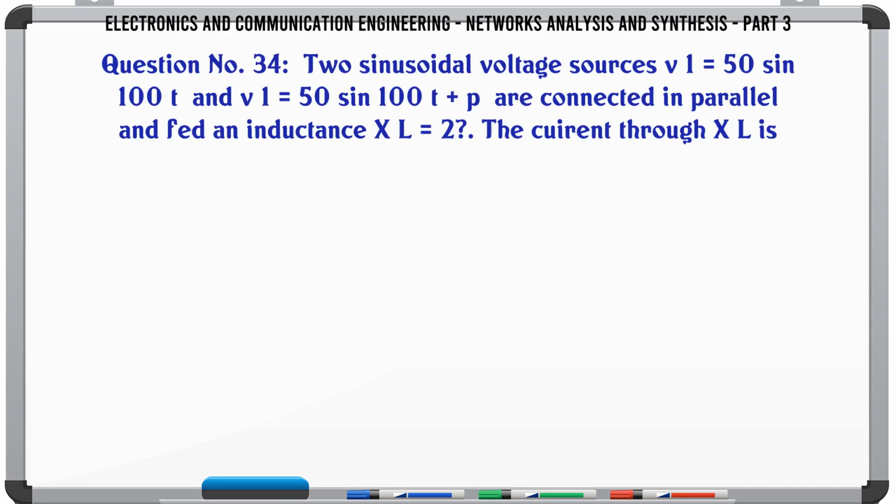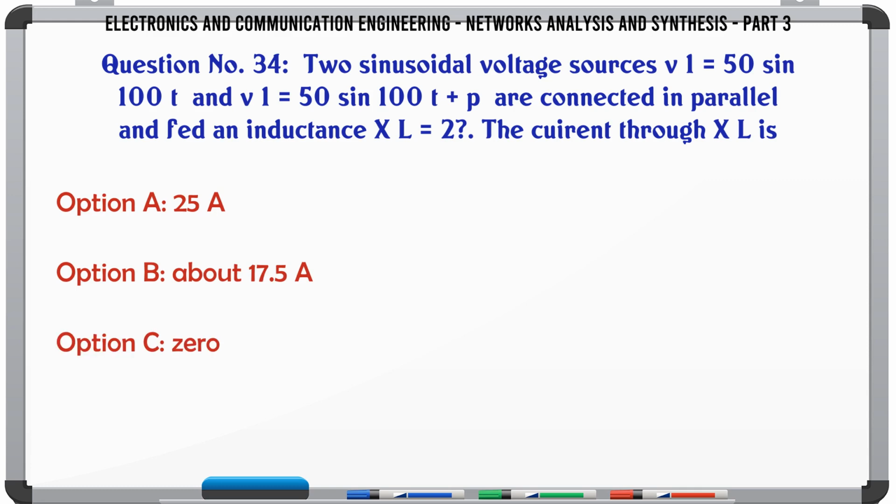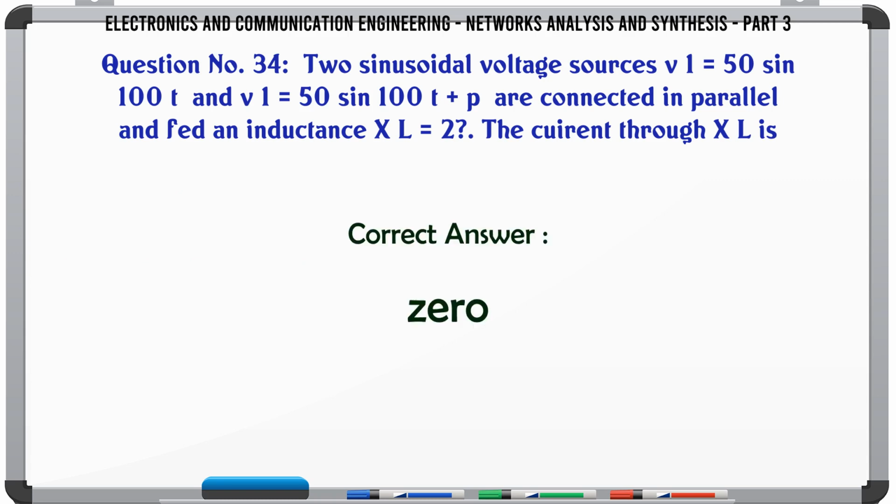Two sinusoidal voltage sources, V1 = 50 sin 100t and V2 = 50 sin 100t, are connected in parallel and feed an inductance XL = 2. The current through XL is: A 25 A, B about 17.5 A, C 0, D 50 A. The correct answer is 0.